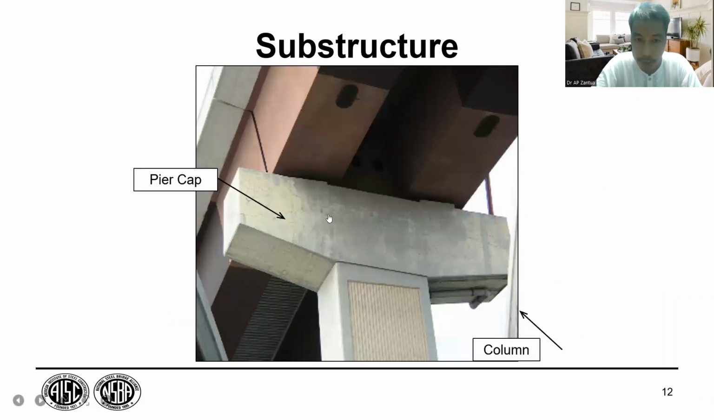This is the pier cap. Just like what I've said, there is the bearing, the black portion there. You have to put the bearing there. So this is the column. This arrow is wrong. This is the column, not this one. Do not follow the arrow because the arrow may be wrong. So this is the pier cap.